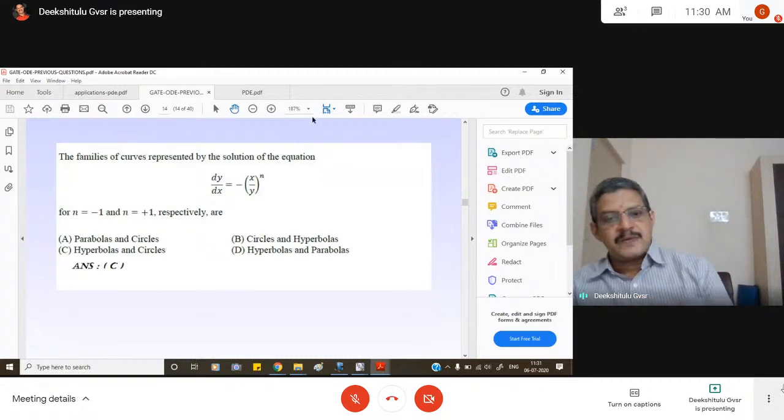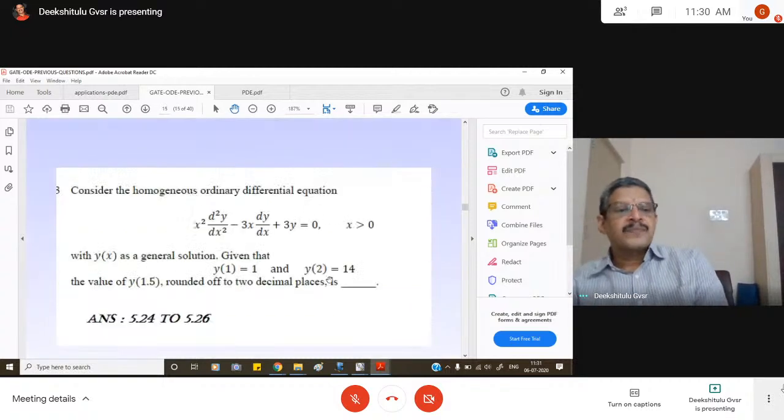For n is equal to minus 4, we are getting a hyperbola. So the answer is, for n is equal to minus 1 and 1, they represent circles and hyperbola. Answer is 3. C.